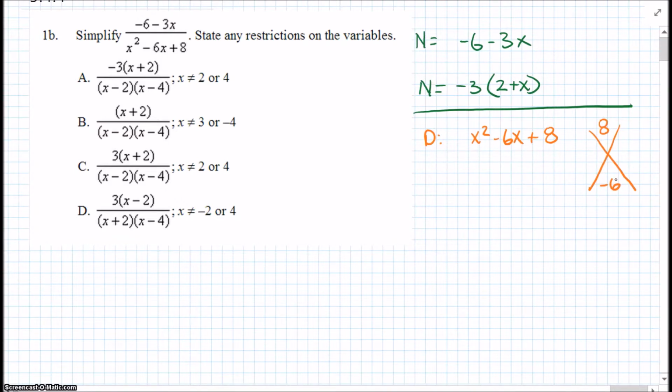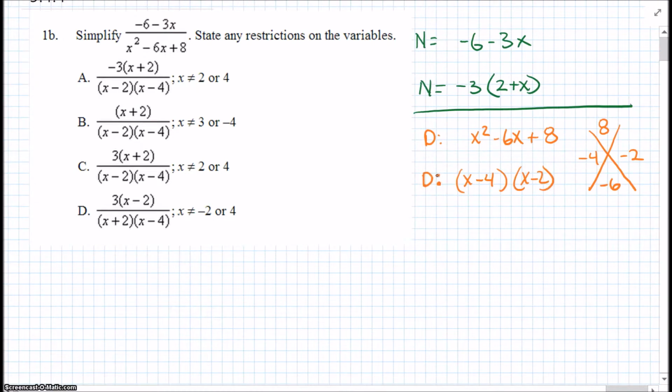Negative 6. So two numbers that have a product of 8 and a sum of 6. So they both need to be negative. Well, negative 4 and negative 2. So I can rewrite this as x minus 4 times x minus 2.